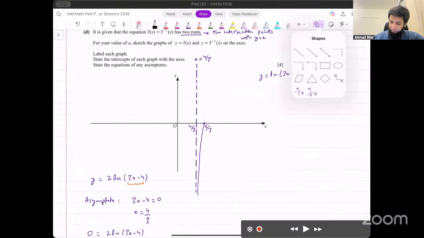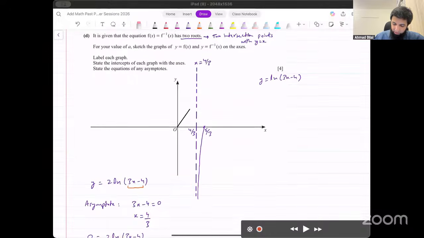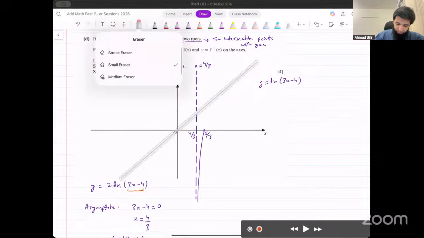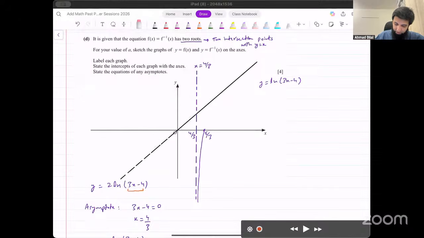Let's make the y equals x line first of all. It might look something like this. Y equals x, a 45-degree line roughly. This is the y equals x line, the line of reflection of that function and its inverse. We draw that here as well. Now the log graph has to intersect at 2 points with the line y equals x, so keep that in mind. Something like this. You could draw your graph like this.